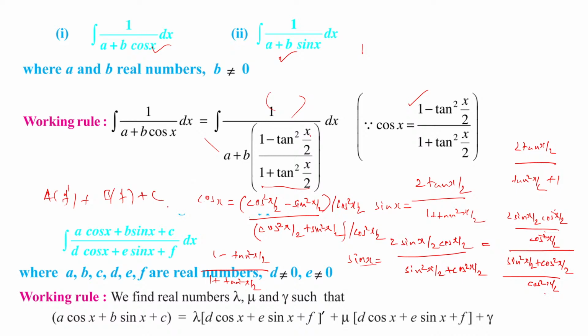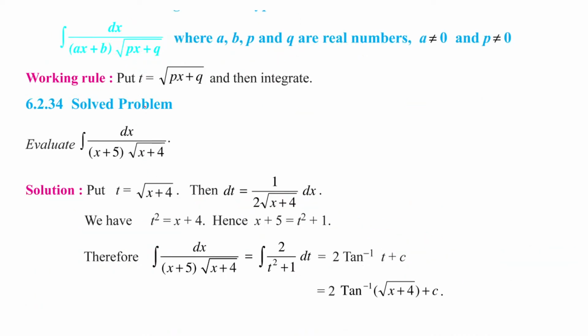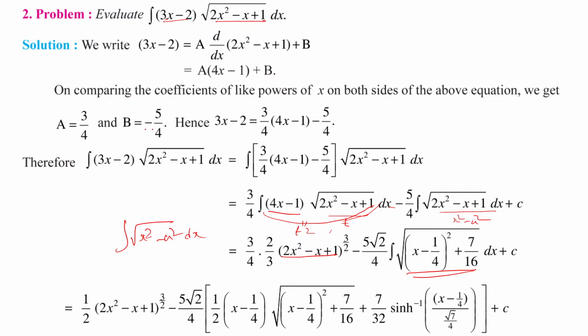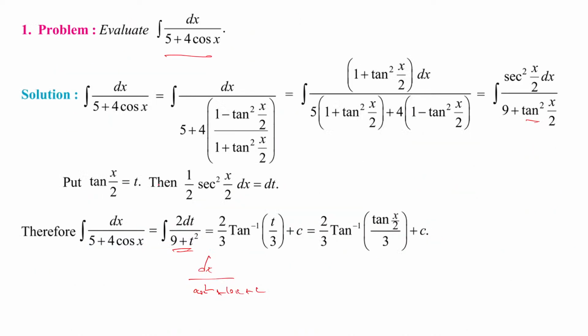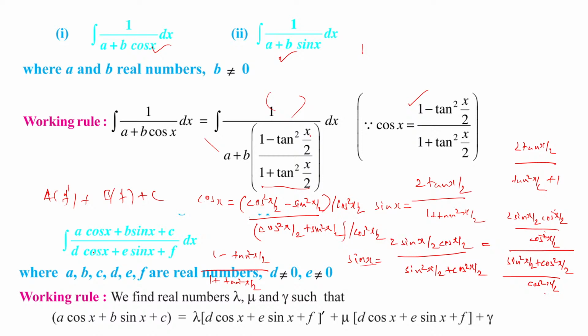Just like earlier we were able to find some A, some B, in this case also you will always be able to find some capital A, some capital B, some capital C to express this. That is why you can always find them: let's say a cos x plus b sin x, and d cos x plus e sin x. If you multiply with something and compare all the coefficients, cos x coefficients and sin x coefficients.